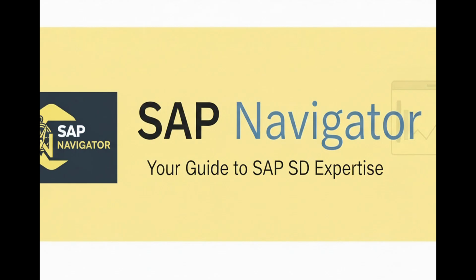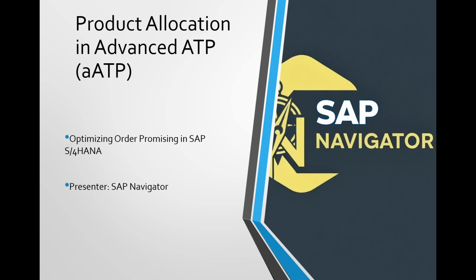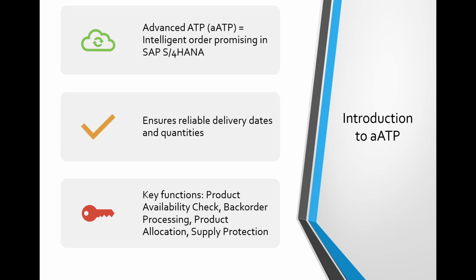So coming to the video, today I will discuss product allocation in aATP and how it works. Product allocation basically optimizes order processing in SAP S4HANA. In advanced aATP, we have multiple concepts called product availability check, PAC, back order processing, BOP, product allocation, PAL, and supply production. In this video, I will discuss product allocation. The remaining things I will cover in another video in upcoming classes.